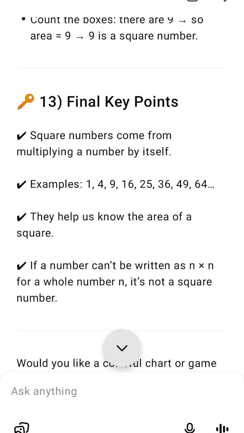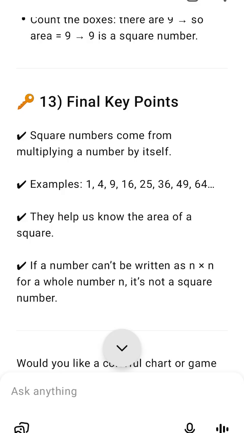11. Why are square numbers useful? Square numbers help us understand area in geometry. They appear in many math problems. They help in learning square roots, the opposite of squaring. 12. Visual picture in words. Imagine you have a square made of small boxes. For side equals 3. Count the boxes. There are 9, so area equals 9. 9 is a square number.